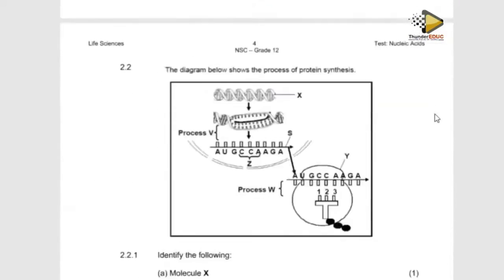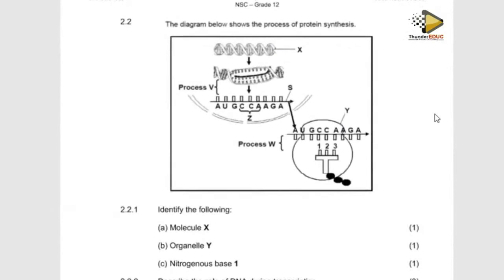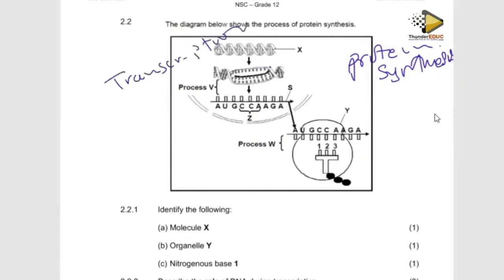And then lastly, on the DNA molecule, if you bring such a diagram, this is a diagram which shows protein synthesis. They're saying the diagram below shows the protein synthesis. Whatever happens in the nucleus, that is transcription. And this is the nuclear membrane. What happens outside the nucleus, in the cytoplasm, that is translation. So you have to know this.